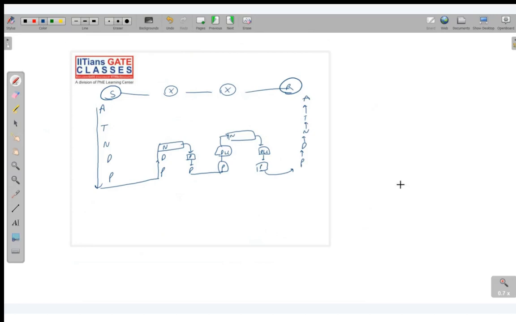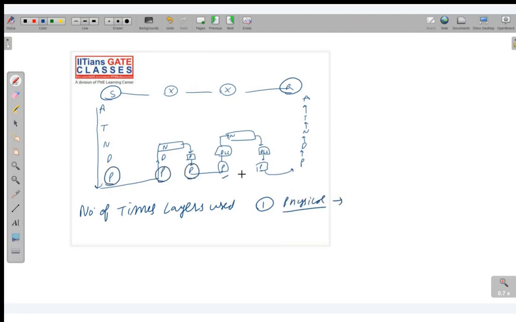So the number of times layers are used. First is the physical layer. First time here, second time, third time, fourth, fifth, and sixth. Six times. Data link layer: one time here, then second, third, fourth, fifth, sixth. Same. Network. See carefully. One time here, one time here only. It is not two times, one time only.